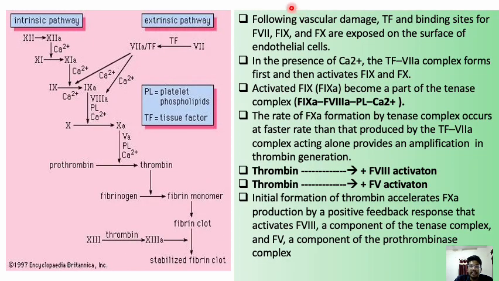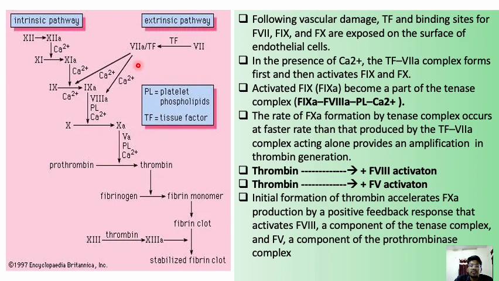Now, you can see that following vascular damage, the tissue factor and the binding sites for factor 7, factor 9, and factor 10 are exposed on the surface of the endothelial cell in the presence of calcium. The tissue factor and factor 7 complex forms and becomes the first active complex, and it can activate factor 9 and factor 10. The activated factor 9 becomes a part of the tenase complex, so they will activate factor 10 to its active form, factor 10A.